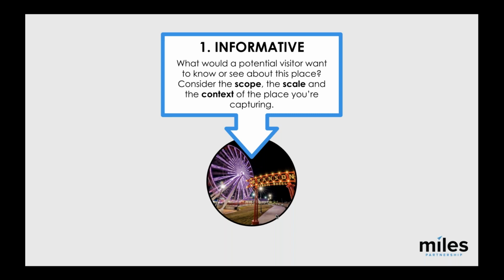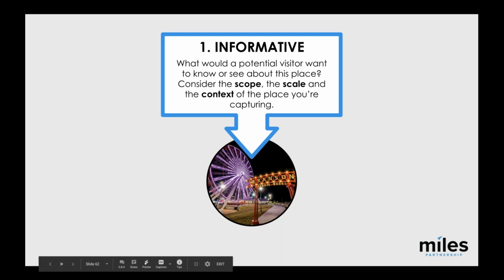The first thing you want to think about is what information are you sharing in the photo? What would a potential visitor want to know or see? Put yourself in the visitor's shoes when you're shooting the photo, and make sure that you consider the scope, the scale, and the context of the place that you're capturing.